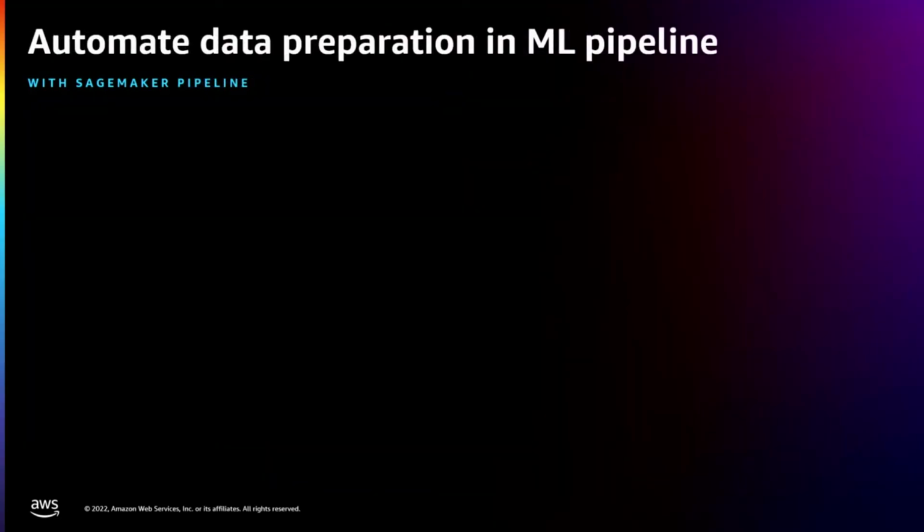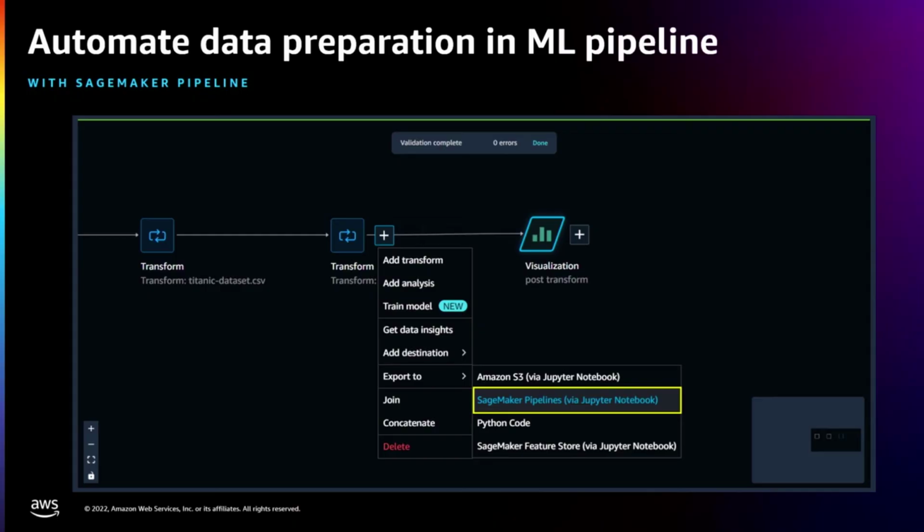We also know that many of our more mature organizations want to automate the data preparation process as part of a machine learning pipeline, whether it is for feature engineering, training, or inference pipeline. So very early on, we have the integration with SageMaker Pipeline in order to enable you to do this easily through the same low-code interface.